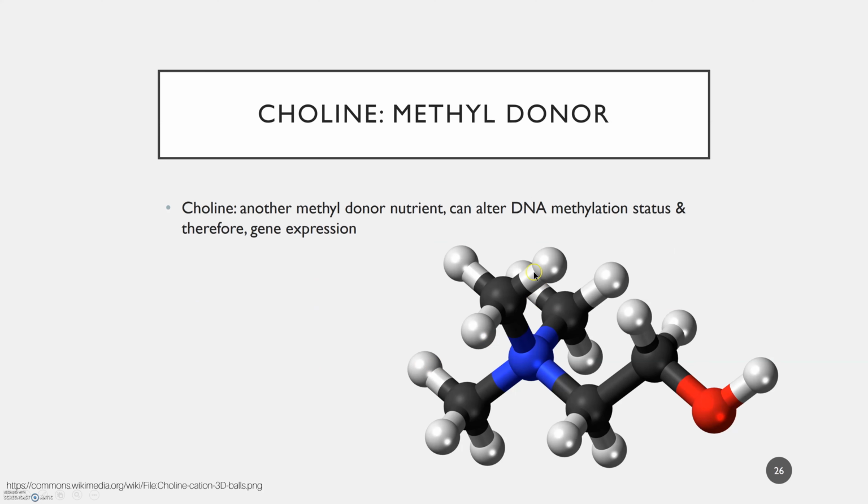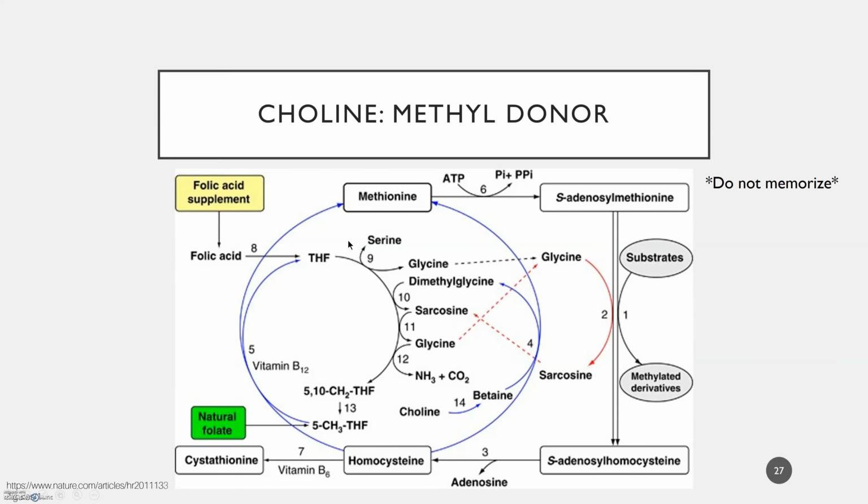Choline is another methyl donor nutrient which can alter DNA methylation status and therefore gene expression. Choline is needed here to make betaine, which maintains this methionine homocysteine cycle and enables the synthesis of S-adenosyl methionine. Again, please do not memorize this pathway. We just want you to know the main concepts, and I'm just providing this information as context so that you know why choline is important to the epigenetic processes.